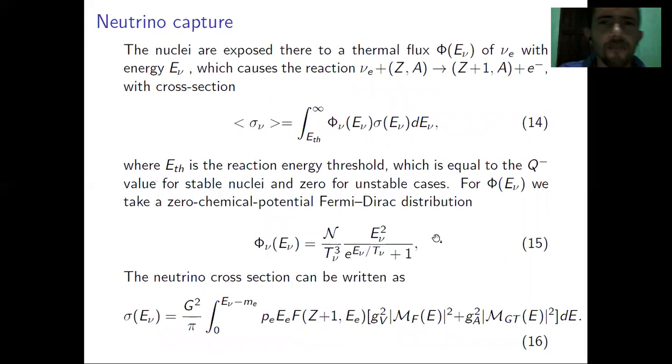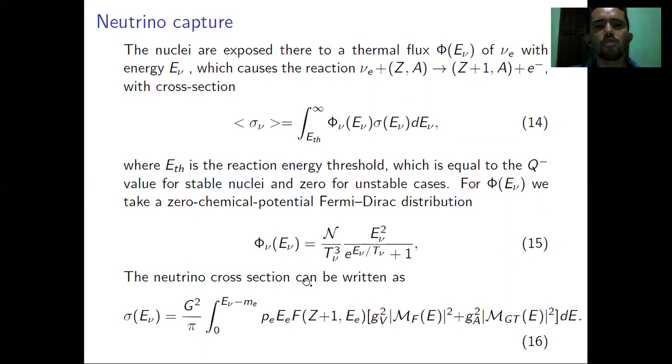So we will calculate the neutrino capture, as you can see here in this equation. To calculate this capture, we will need to evaluate the folded cross-section. That's a function of the Fermi-Dirac distribution. For this Fermi-Dirac distribution, we use zero chemical potential. This distribution is a function of the neutrino energy and the neutrino temperature.